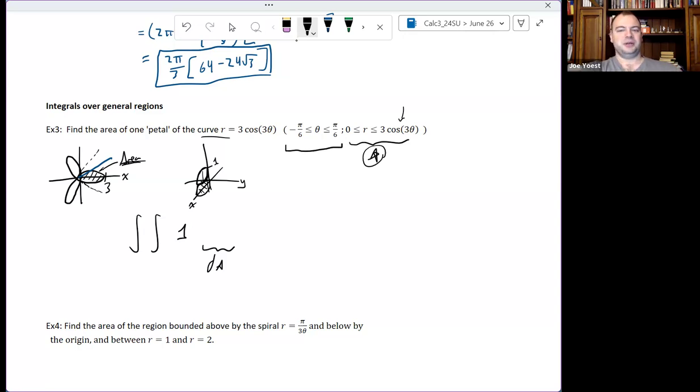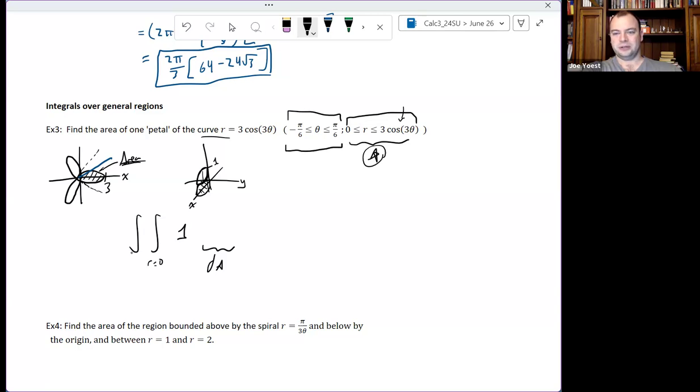Now, strictly speaking, so far I've done r dr d theta. Strictly speaking, I could do either r as the inner integral or theta as the inner integral. So I have to be strategic. But I do note here that r depends on theta, and theta is independent of r. So I do want to do the r integral as the inner integral.